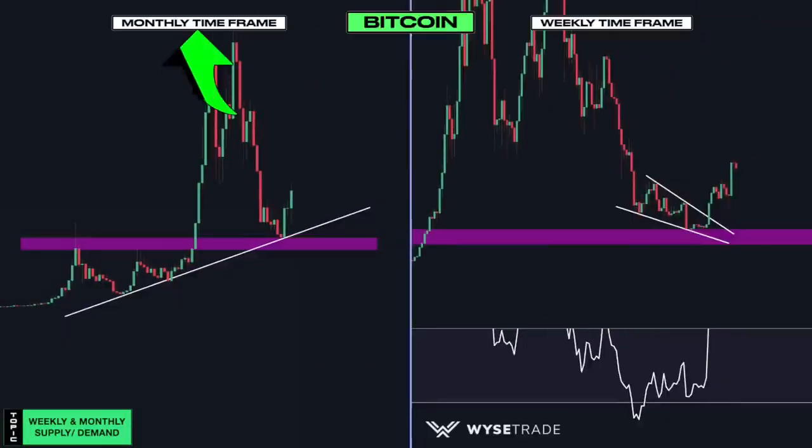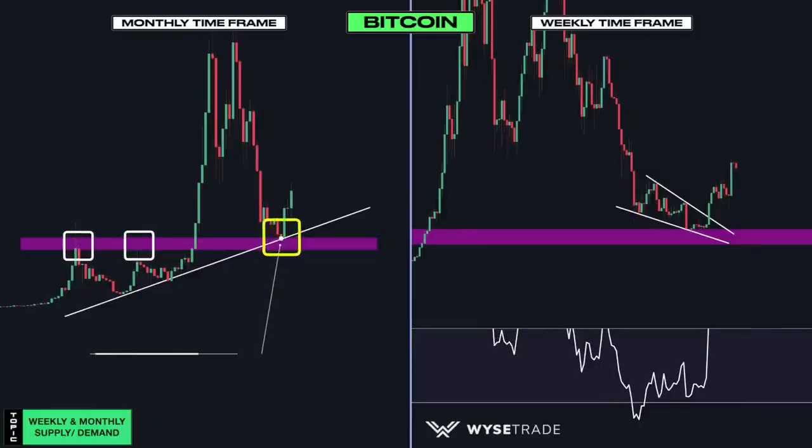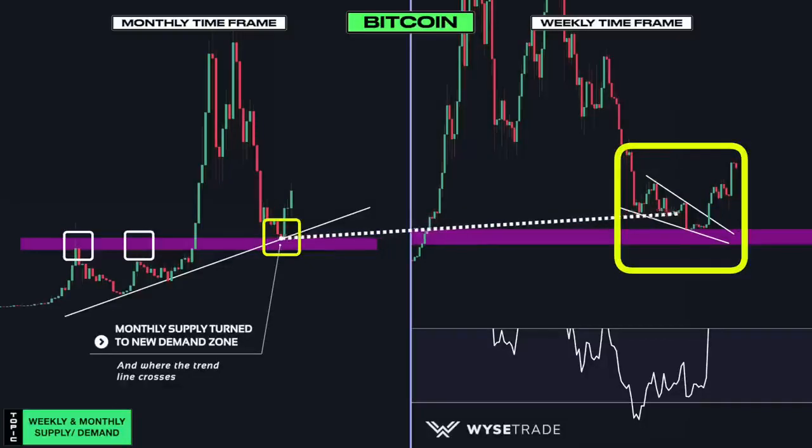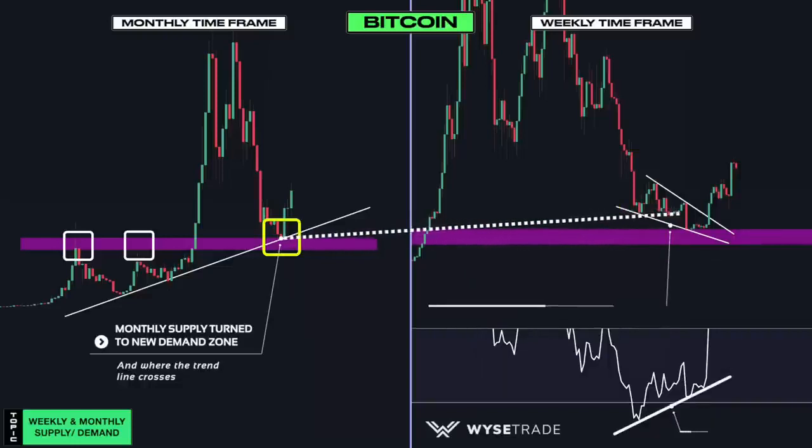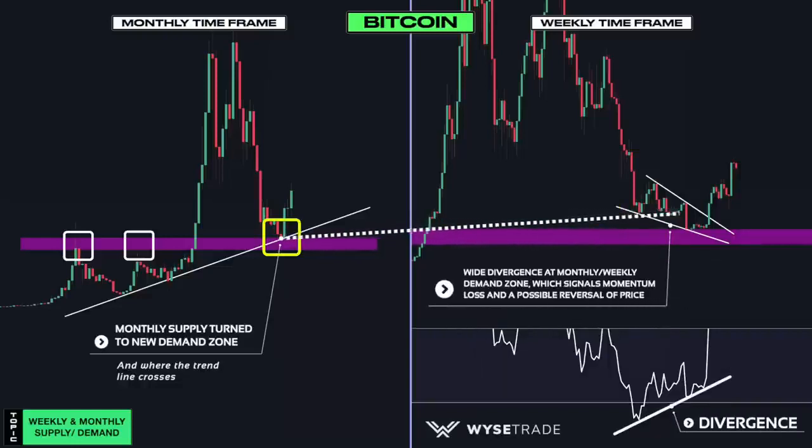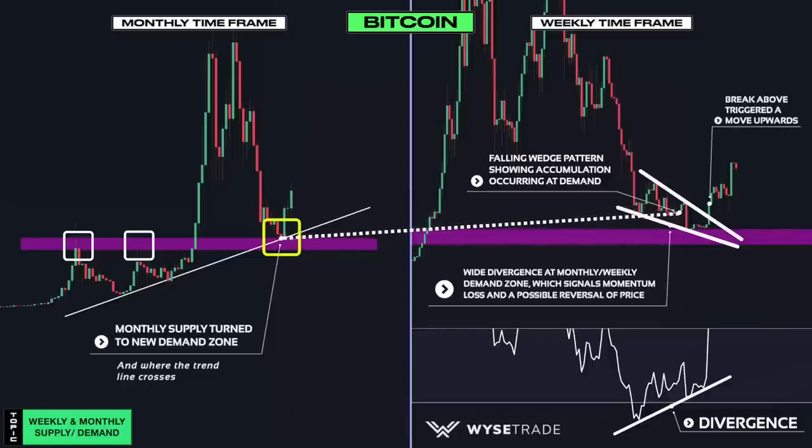On the left is the Bitcoin monthly, and on the right is the Bitcoin weekly. Price came down right to this monthly supply turned to new demand zone, tapped it and reversed. Even when looking inside of where price touched, but on the weekly time frame, you had a wide divergence right at the monthly demand zone, which signaled momentum loss and a possible reversal. You also have the falling wedge pattern and accumulation occurring, and once the pattern broke above, this triggered the move upwards.